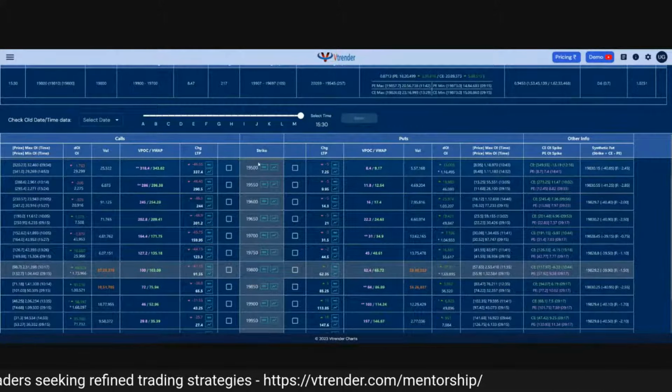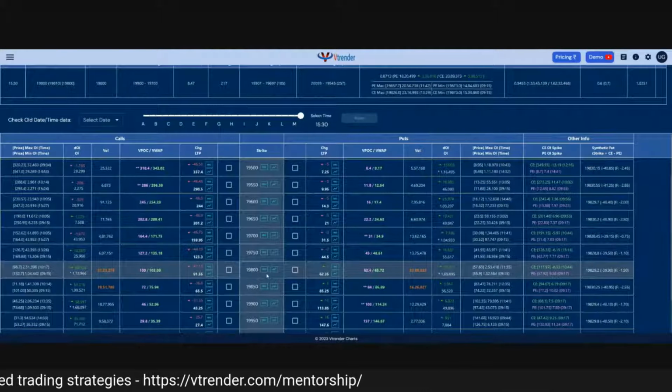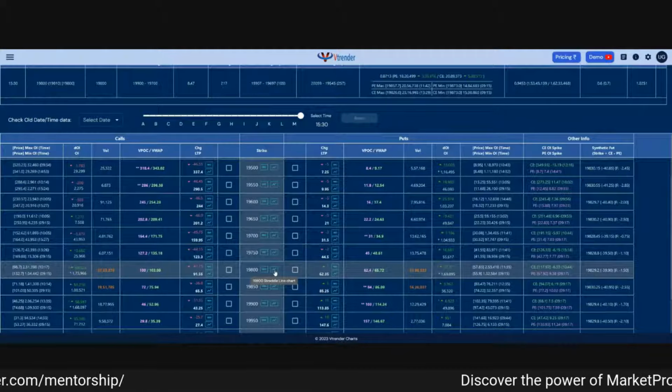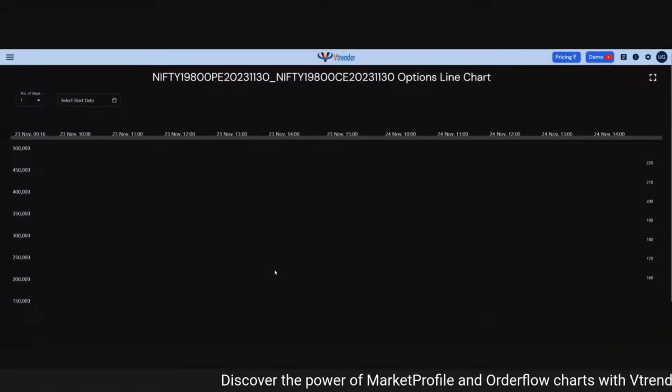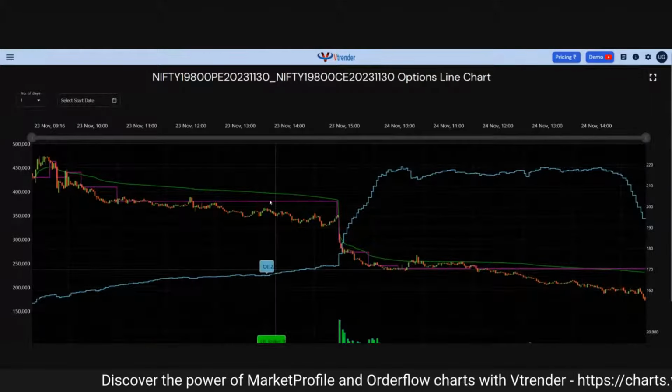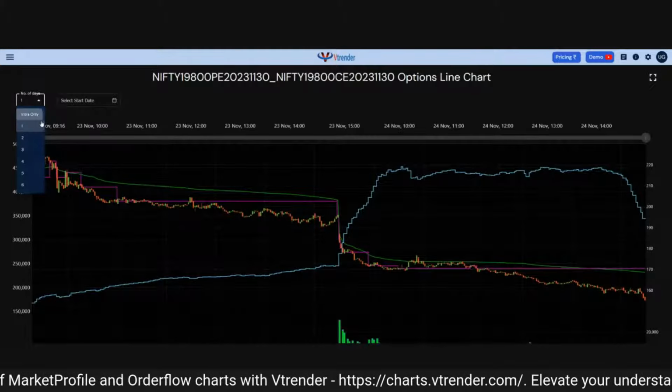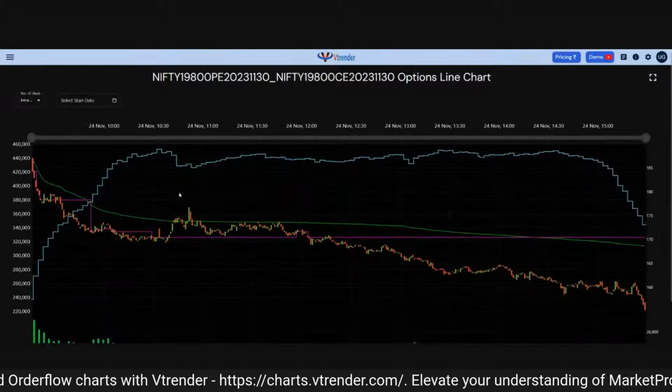So right in the middle column where you have all the strike prices, it will open the straddle charts of that, both the market profile and line chart. So this line symbol is for the line chart, and now I'm opening the line chart of the same 19,800 call and put. I'll just make this intraday only, so we see only today's data.